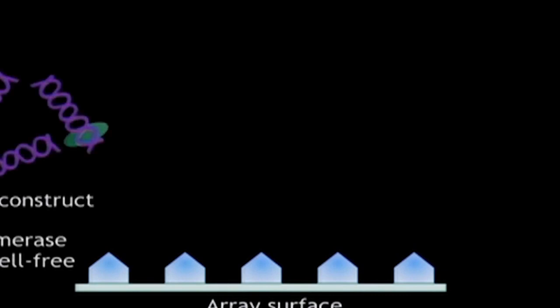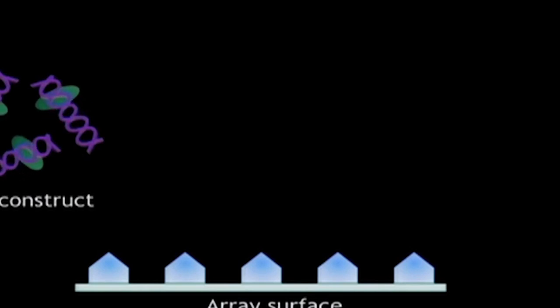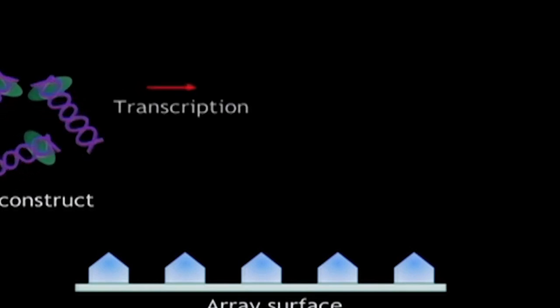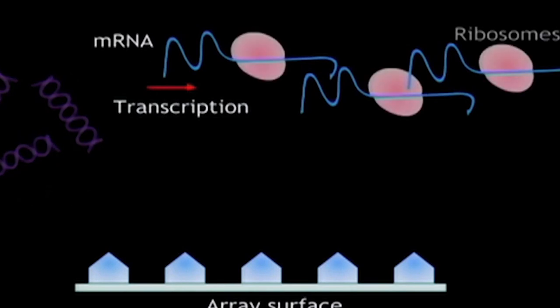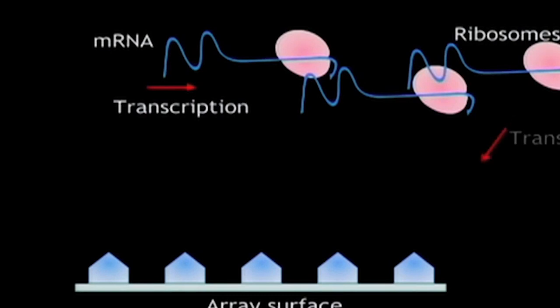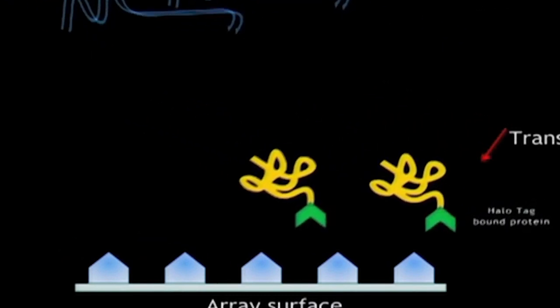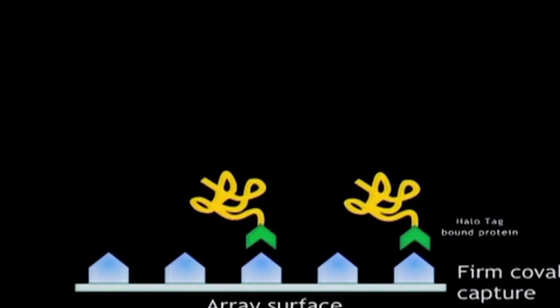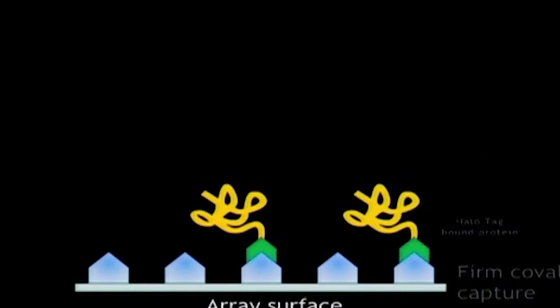The Halotag fused protein is expressed by using lysates such as rabbit reticulocyte lysate RRL or wheat germ expression system, and synthesized protein is covalently captured onto the array surface through the Halotag ligand. The specific interaction ensures the oriented capture of protein and prevents any possible functional loss.